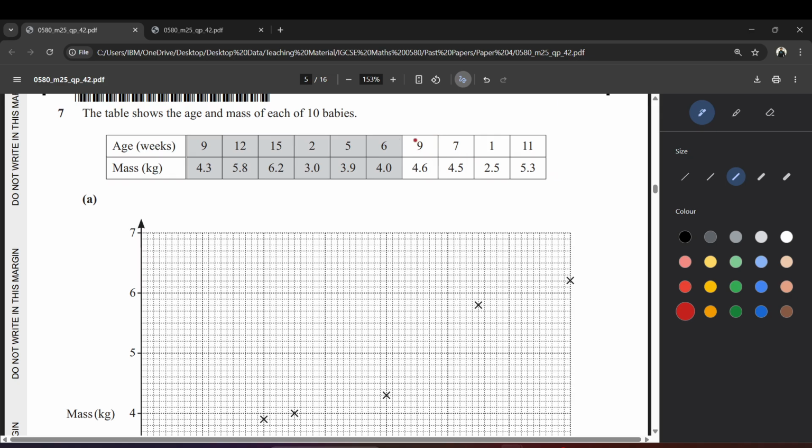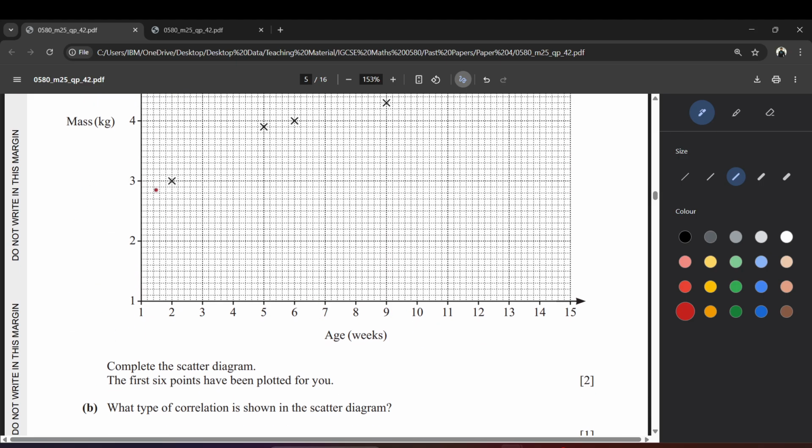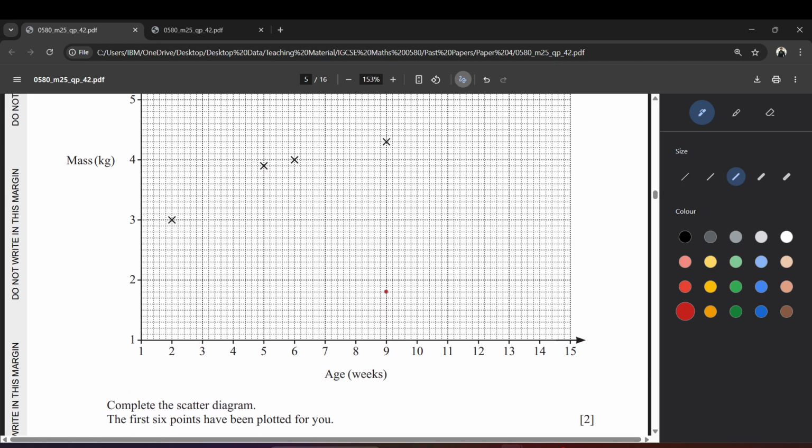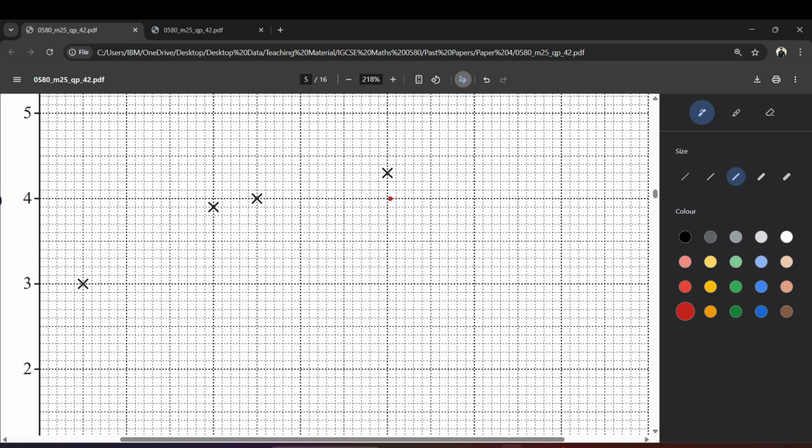So let's see, we have age 9 and the mass will be 4.6. Okay, age is on the x-axis, mass is on the y-axis. So this is 9 and then we have 4.6. So that's 3, that's 4.